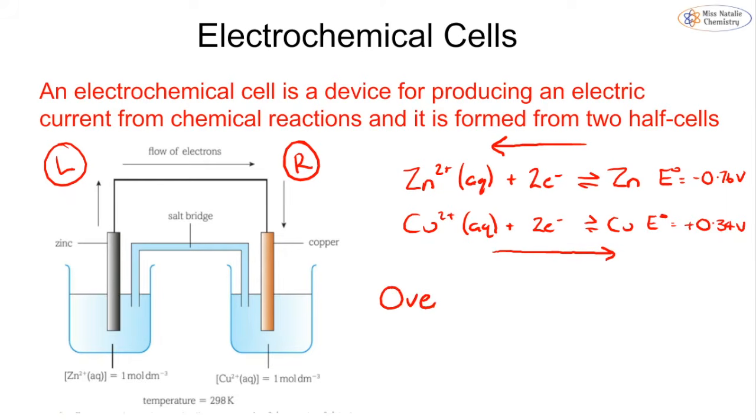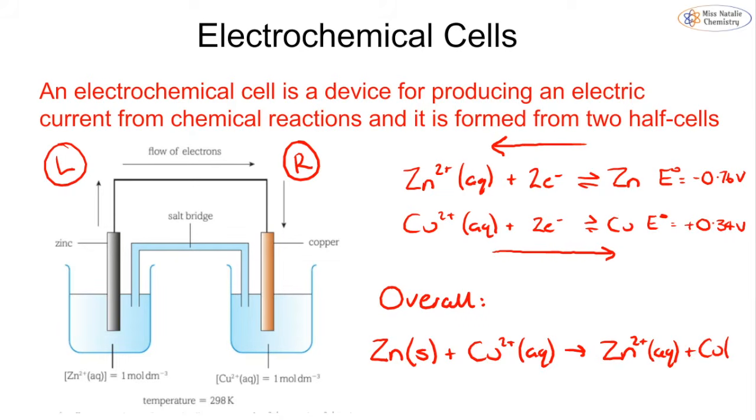So the overall reaction, when we cancel out the electrons, is we have zinc metal and copper ions becoming zinc ions and copper metal. So our zinc is being oxidized and our copper is being reduced.